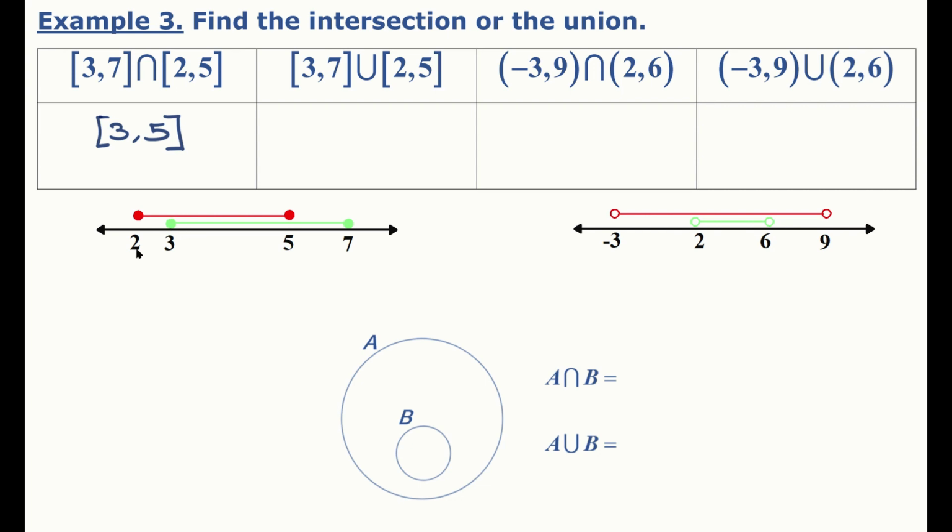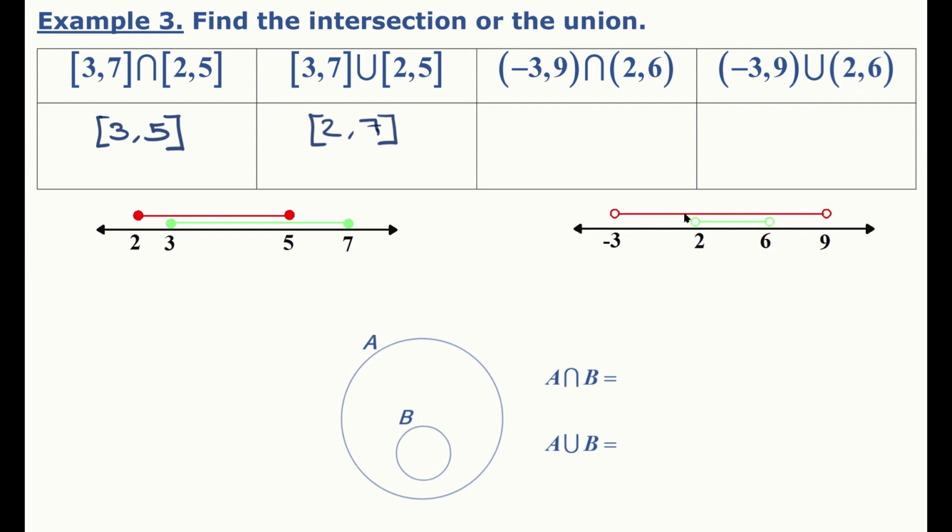What would be the union of the same two intervals? In other words, the union of the red team and the green team. Notice that if we were to unite them without repeating, we would get everything from 2 all the way to 7, right? So we would have the closed interval 2 to 7, like that. All right, and in this case, we have the open interval from -3 to 9 depicted here in red, and the open interval from 2 to 6 depicted here in green.